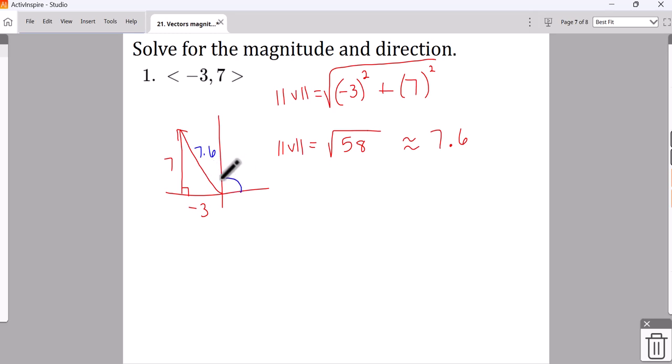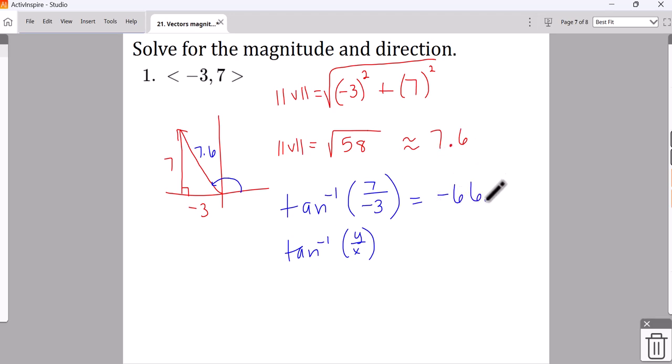And then we want to know what angle measure is going to get us over here. And so to do that part, we need inverse tangent of our y value over our x value. So inverse tangent of y over x, that's what we're doing here. And that's going to give us negative 66.8. But we don't want the negative angle measure. This is giving us this angle measure over here. We don't want that angle measure. We want the positive form of this.